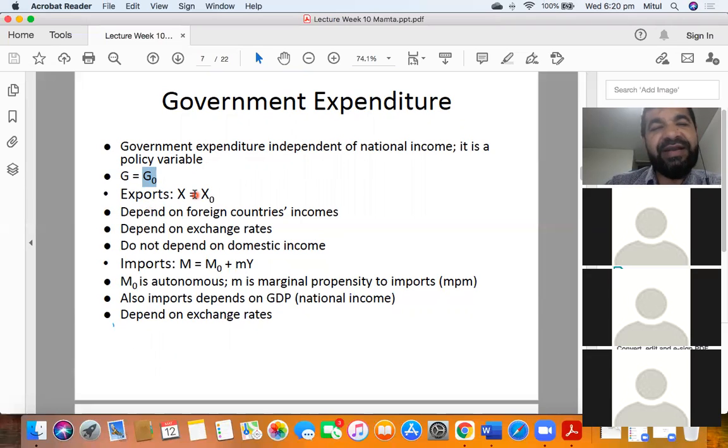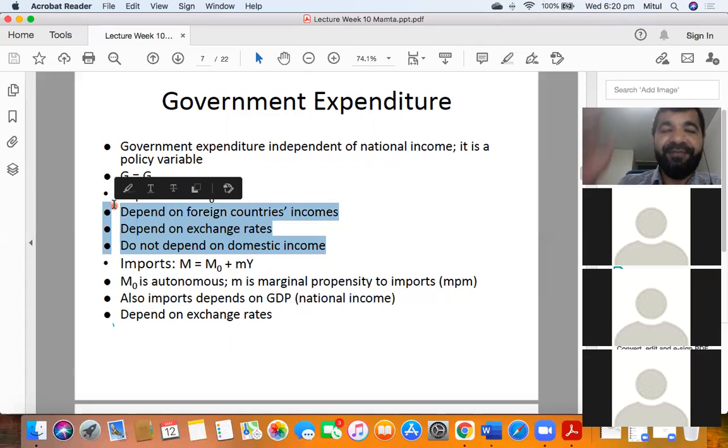Export is the same. Other countries actually buy our goods. That's why we know that we will have these things, but it depends. So X equal to X0, and it depends on foreign countries' income, how much they are earning. So we have no control on that one. It depends on the exchange rate as well, but it does not depend on the domestic income. So export has nothing to do with how much we earn within our country. It depends on the income of the other country who will be buying our goods. If their income is high, they will buy our goods more.